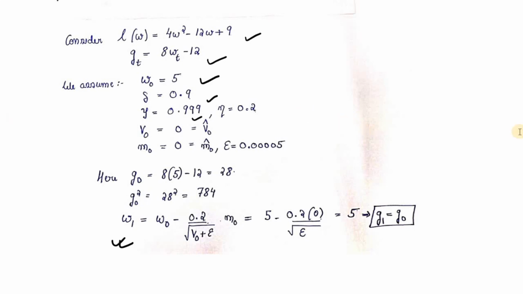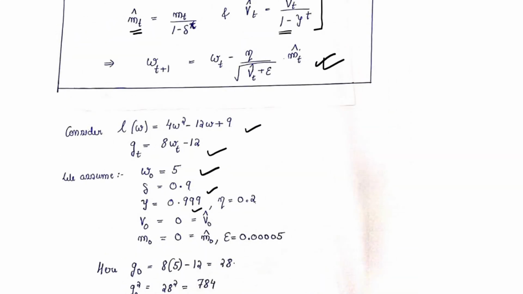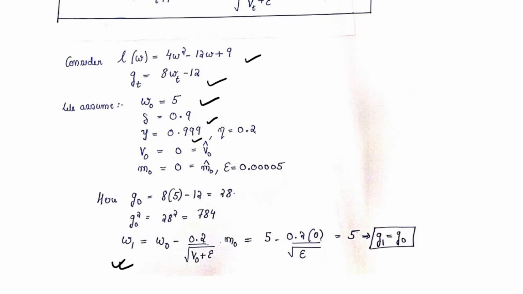This is the w1 which I am getting. So w1 is nothing but w0 minus eta times m0 cap in the numerator, divided by square root of v0 cap plus epsilon. On substituting the values, we get the value of w1 as 5, and hence g1 and g0 are both the same, because g0 was calculated at w0 being 5. Now if w1 is 5, then g1 will be 8 times 5 minus 12, which is exactly the same value as g0, 28.